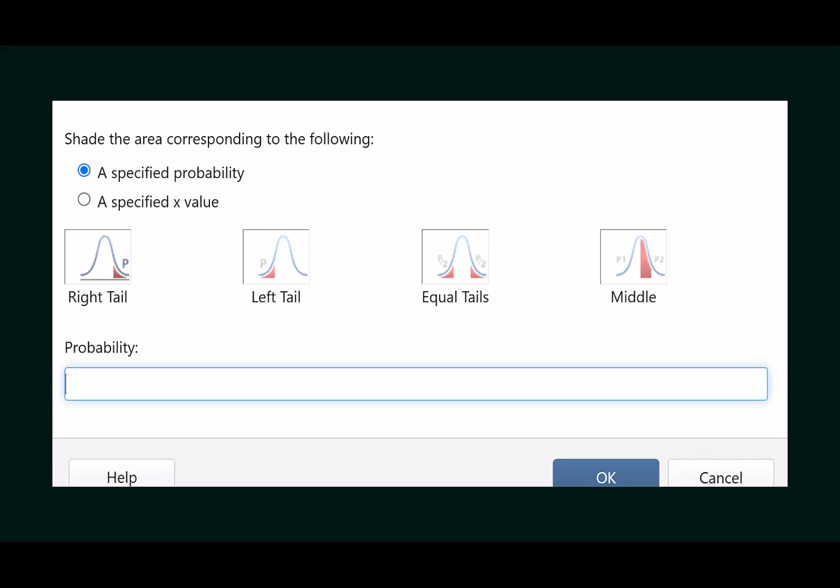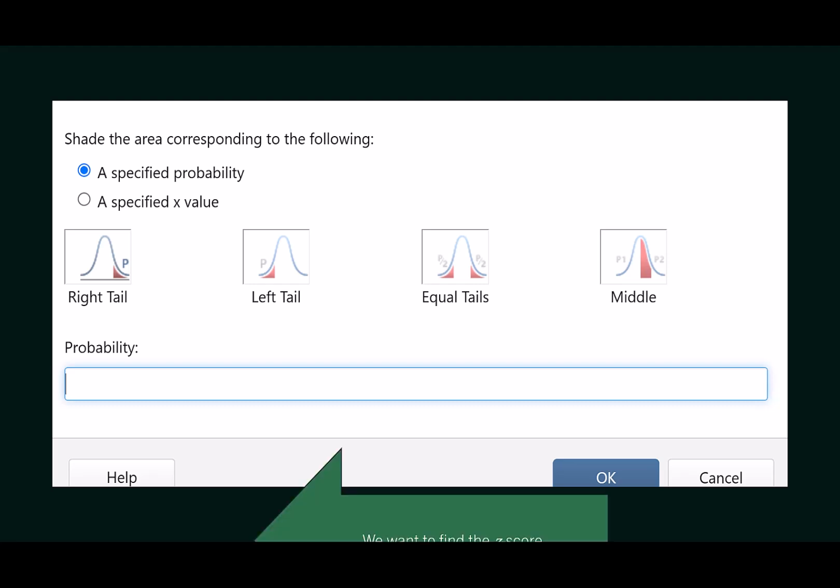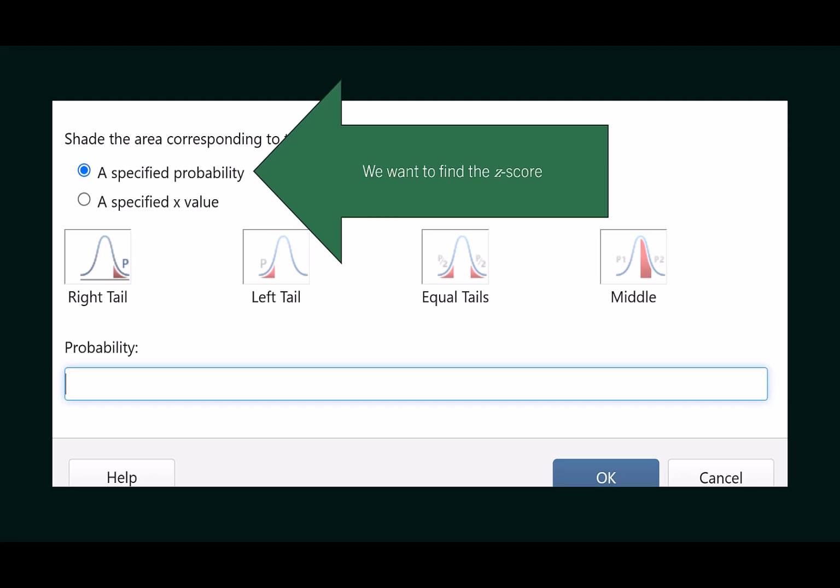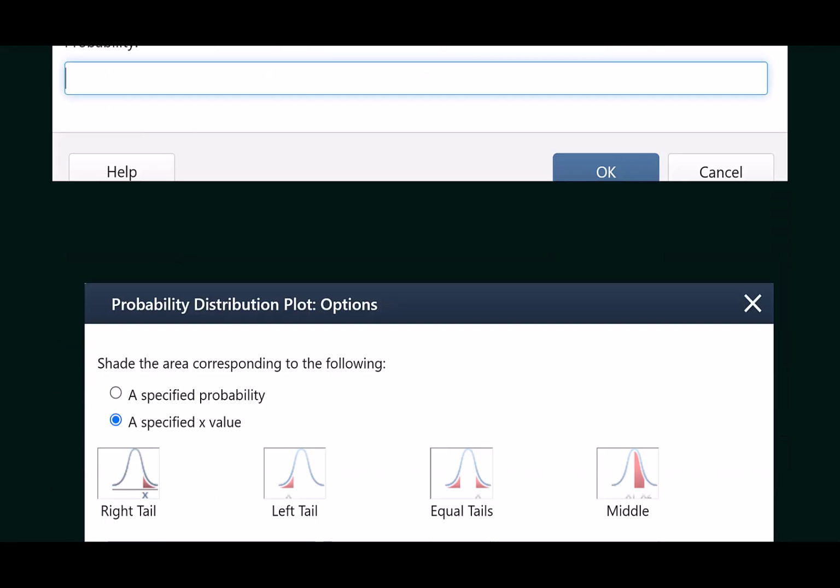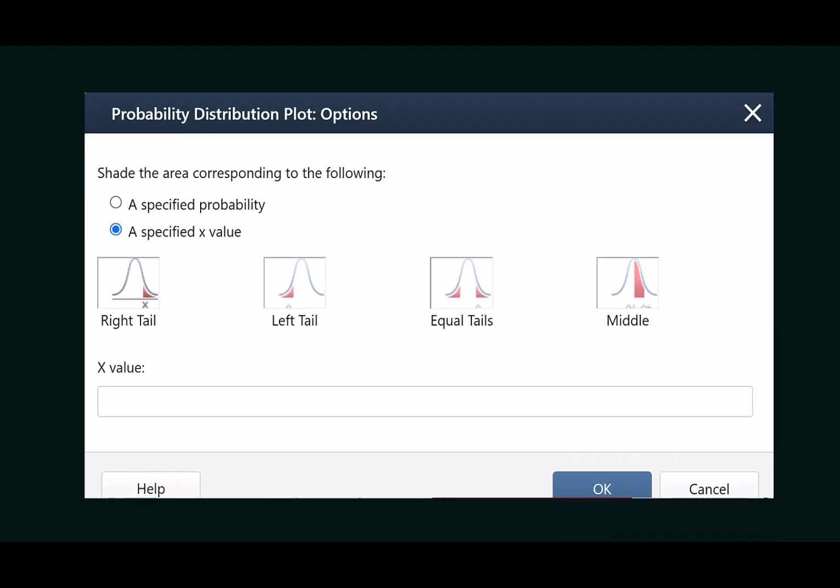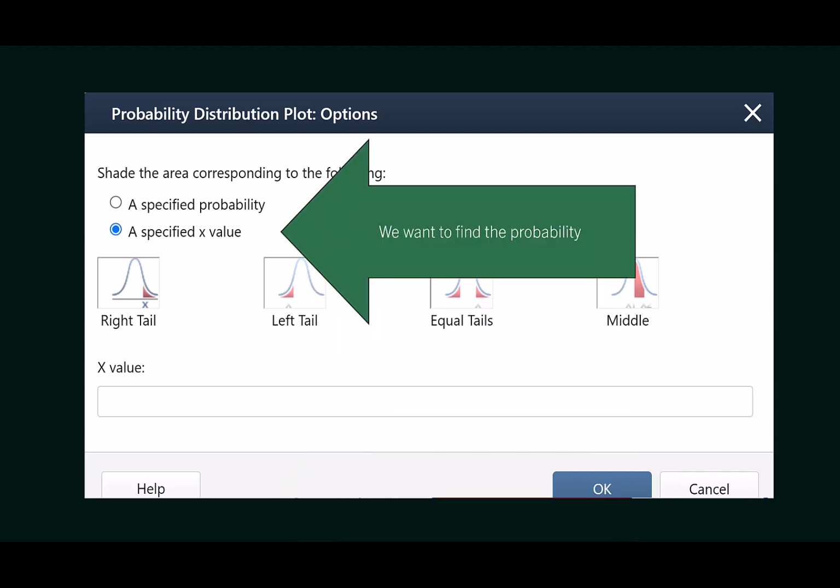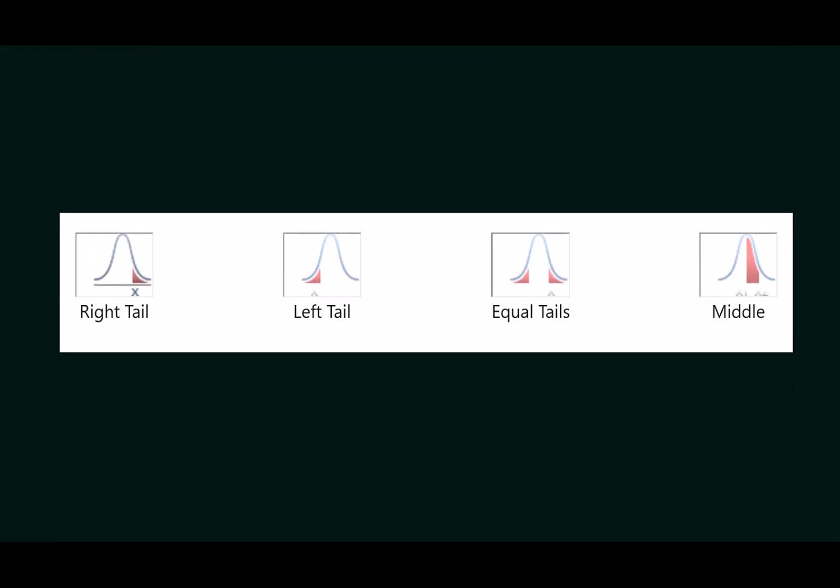When we get to Minitab, we have a few options. We could be looking at a specified probability, which means we want to find the z-score, or we might have a specified x value, which means we want to find the probability. In all of these cases, we need to say whether we're looking at a right tail, a left tail, equal tails, or the middle. I'll go through examples to show you how to do each of these steps.